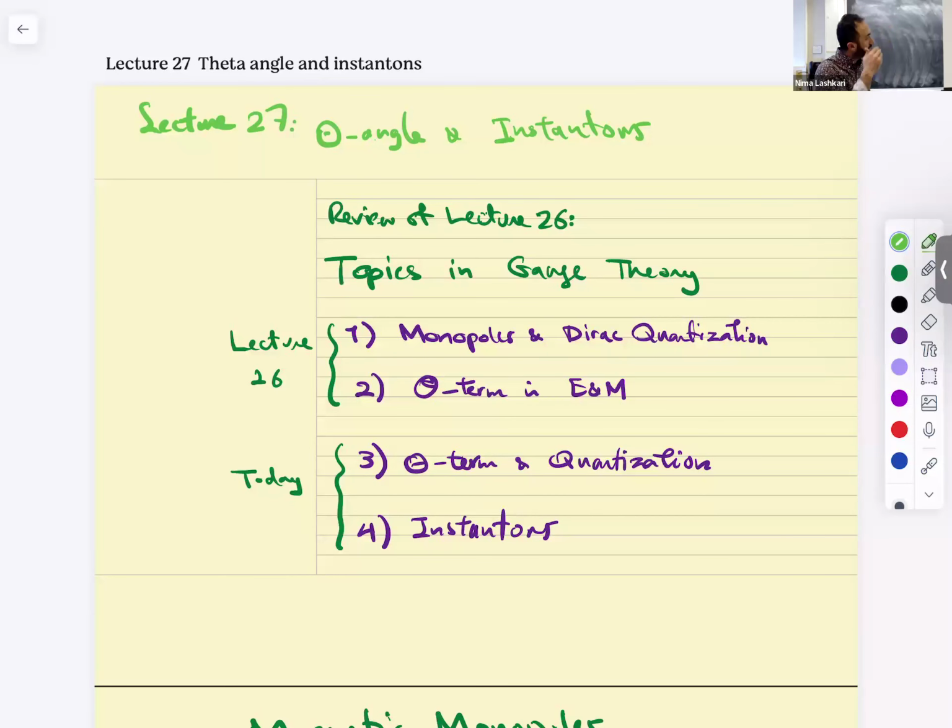Okay, so lecture 27, Theta-Angle and Instantons. Today I'll try to use this side of the board because I don't know if you see, because I have to write some stuff. Any questions from the previous lecture?